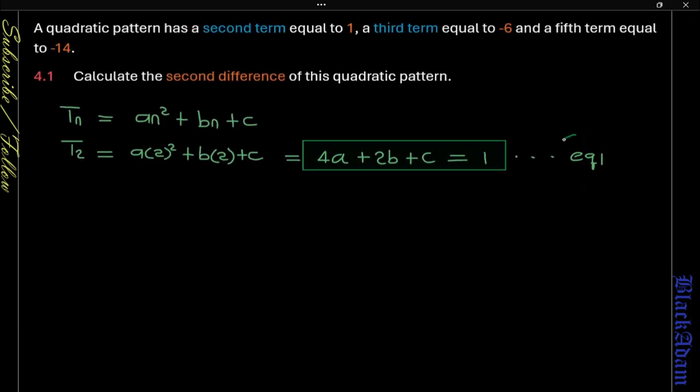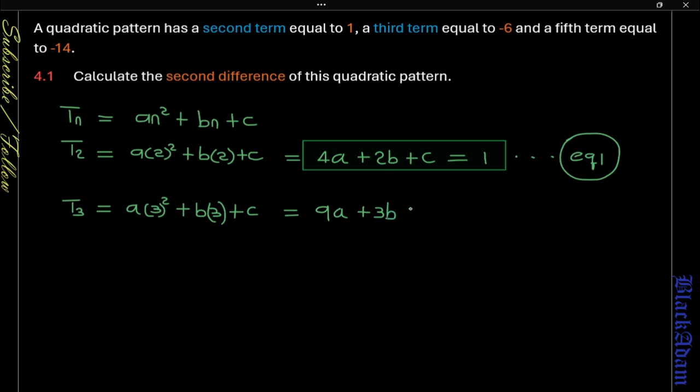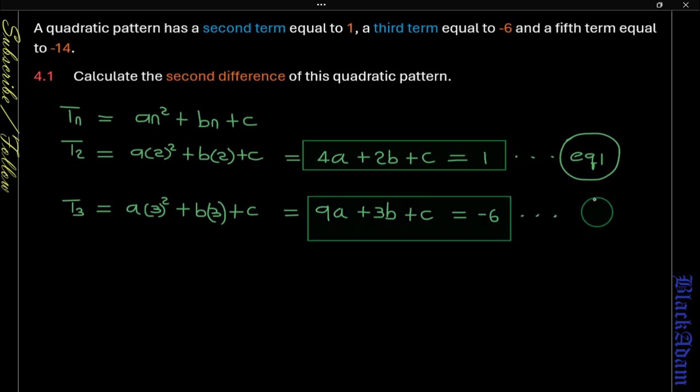And then we are given the third term. So T3 is going to be a(3) to the power 2 plus b multiplied by 3 plus c. That gives us 3 squared is 9, so 9a plus 3b plus c is equal to -6. That becomes our equation 2.